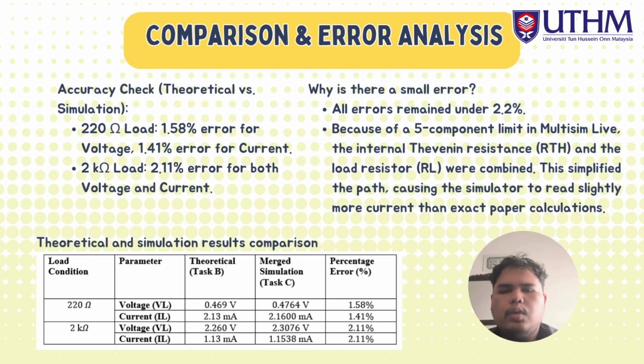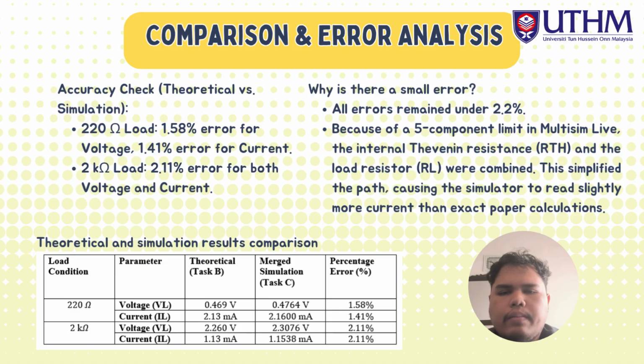The comparison between theoretical calculations and simulation results shows that all percentage errors remain below 2.2%. For the 220 ohm load condition, the voltage error is 1.58% and the current error is 1.41%. For the 2 kilo ohm load condition, both the voltage and current errors are approximately 2.11%. These differences are extremely small and indicate that the mathematical model is highly accurate.